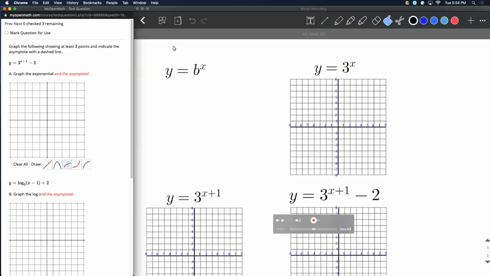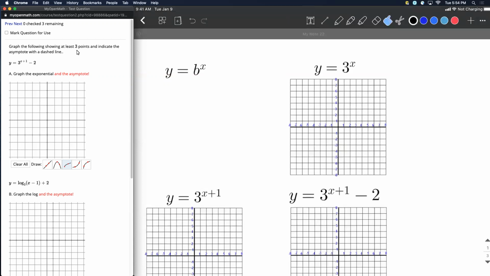Okay, on this problem, our goal is that we want to be able to graph an exponential function that has some transformations that have happened to it, as well as its asymptote, and then a logarithmic function that also has some transformations going and its asymptote. Now, this does indicate that we want to have at least 3 points. However, we only need 2 to get a really good graph with this homework system.